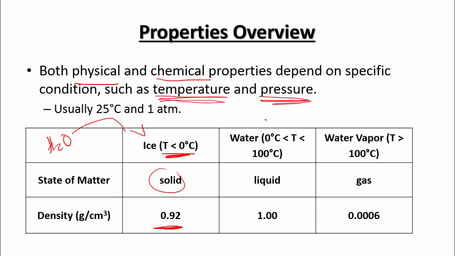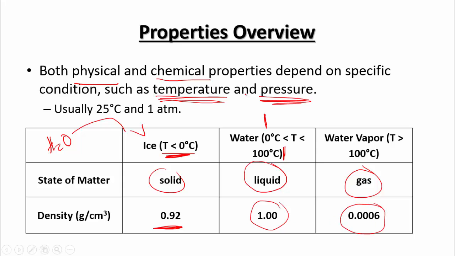However, when water reaches a temperature of 0 and all the way to 100 degrees Celsius, in between those two barriers, water becomes the liquid state of matter. So the property of state of matter is changing based on temperature. And so is the density, as you can see here. And if you go too hot, above 100 degrees Celsius, water becomes a vapor, water vapor, or a gas. And you can see the density changes quite significantly too. It goes very, very small when you get there.